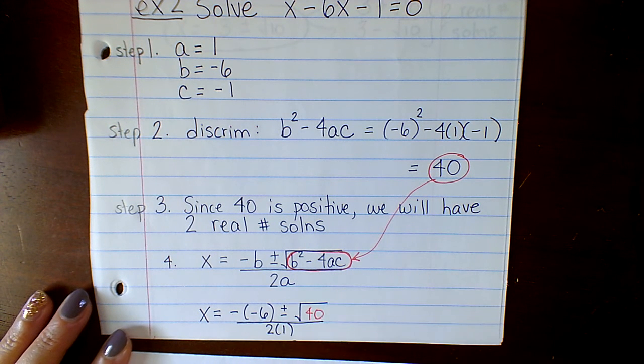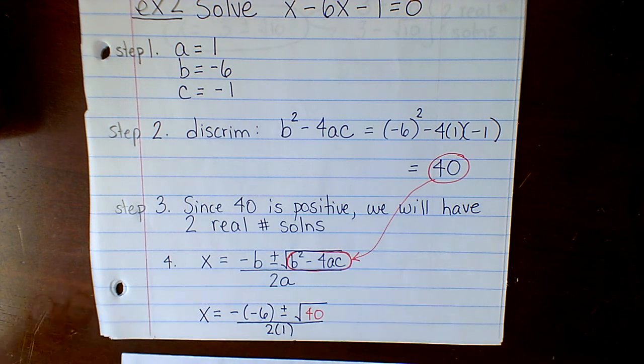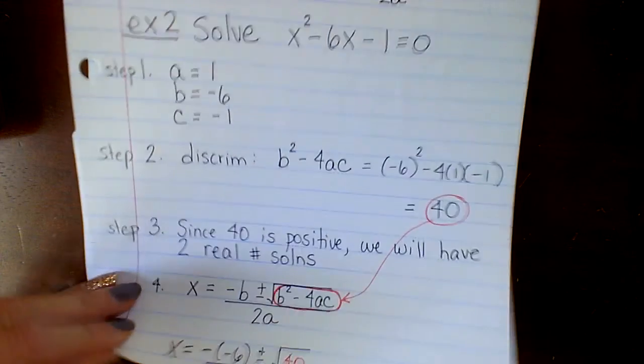Those two negatives are going to multiply out to be a positive. 2 times 1 is going to be 2. And I'm going to simplify the square root of 40 because I can see that it's got a perfect square factor of 4 to it. So it's going to simplify.